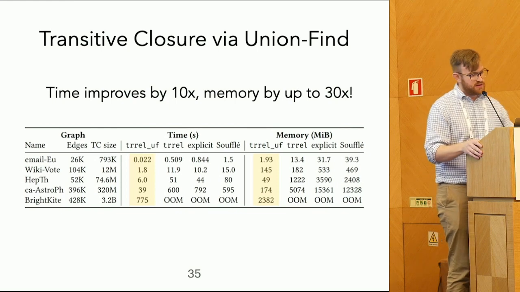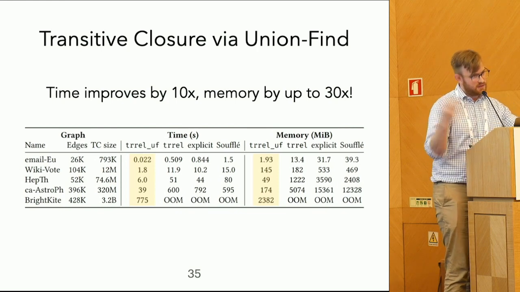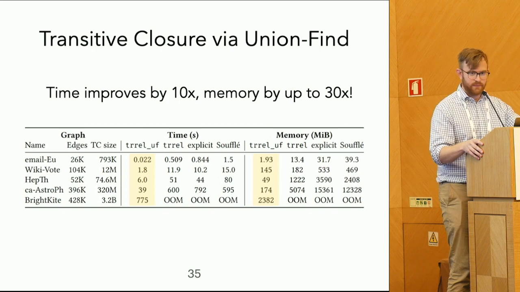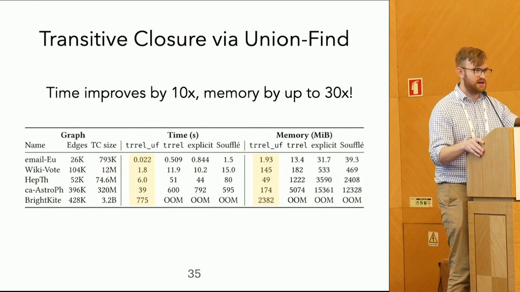So we tried doing transitive closure via union find, so the catastrophic picture I showed earlier. We see time improvements of up to 10x and memory improvements of up to 30x, and of course this is going to depend on the dynamics of the graph. If you have a graph that's very sparse, has very few cliques, then this isn't going to help you very much.